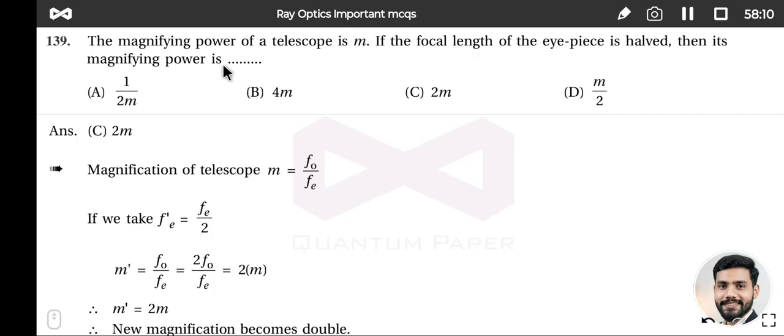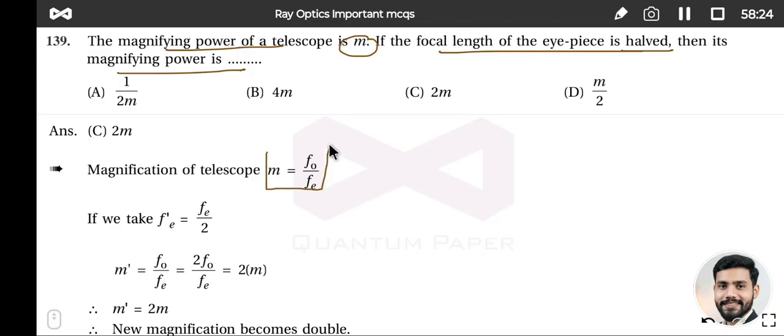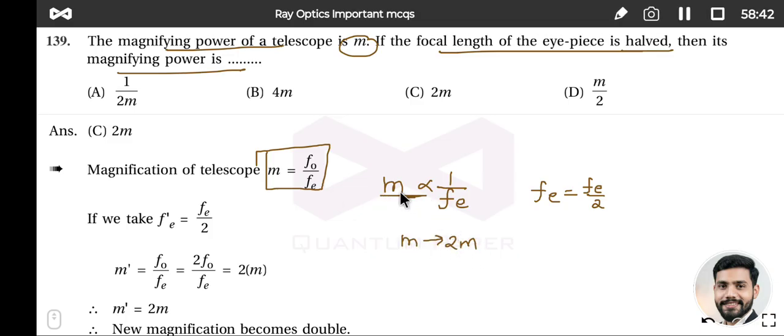The magnifying power of a telescope is m. If the focal length of the eyepiece is half, then the magnifying power is? We know that the formula of magnifying power of the telescope is m = FO upon FE. So magnifying power and eyepiece focal length are inversely related. If eyepiece focal length is halved, FE becomes FE by 2, so magnification is doubled, meaning m becomes 2m. Because it is inversely related, focal length is half, so magnification is doubled. Otherwise you can solve by using the formula, you will get the same answer.